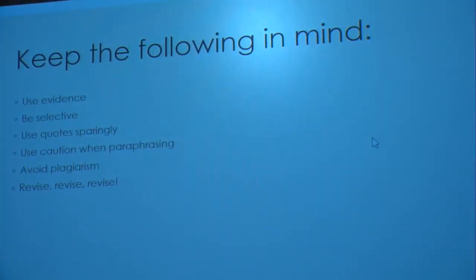You may use quotes, where you put them in inverted commas with the source, but they should be limited, not too many of them. Not more than two, I would say, in the literature review chapter. Use quotes sparingly. Use caution when paraphrasing as well as with quotes. Avoid plagiarism. We all know that.